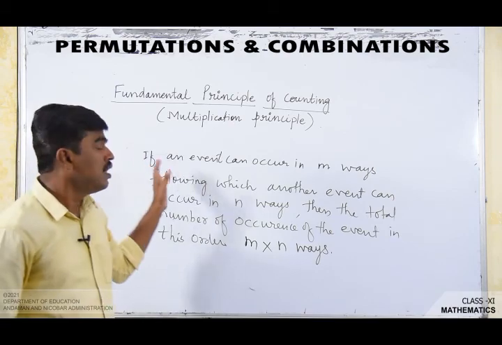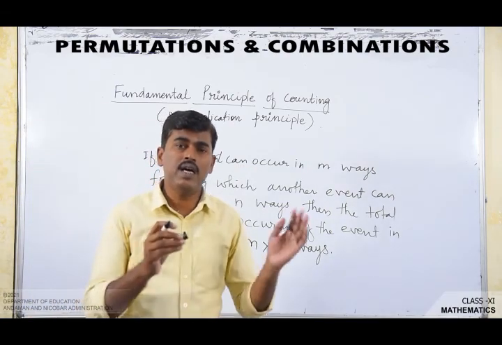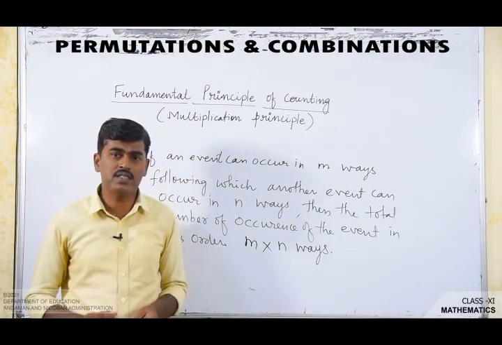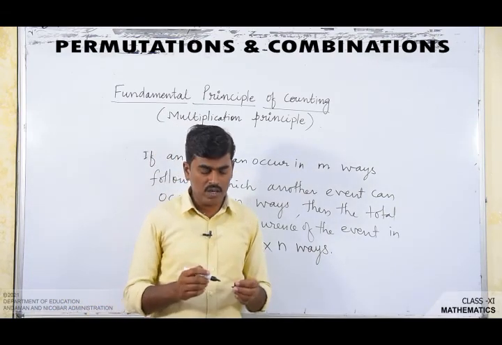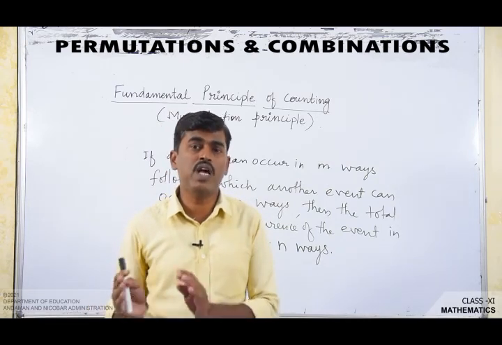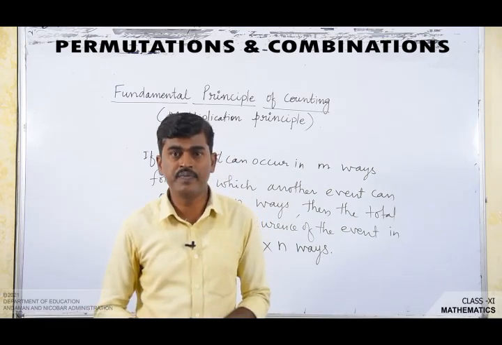Okay. Once again, if an event can occur in m different ways, following which another event can occur in n different ways, then the total number of occurrences of the event in this order is m into n ways. That means we have to multiply m and n. Okay, clear?